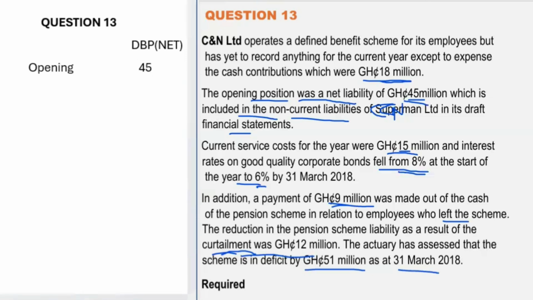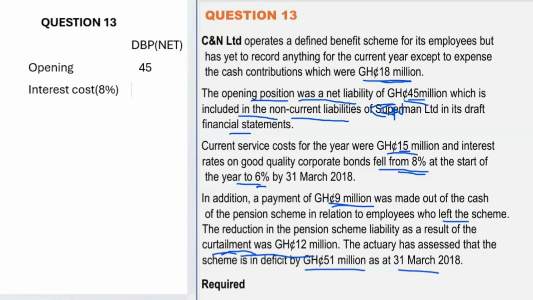Then the interest. Because the opening is a liability, if you compute the interest it will be interest cost, not interest income. The opening is a net liability, so if you compute your interest on it, it will be interest expense. Then the rate: we have 8% at the start and 6%. We use 8%. Why are we using 8%? Because 8% is for the opening balance, and we are finding the interest on the opening balance.